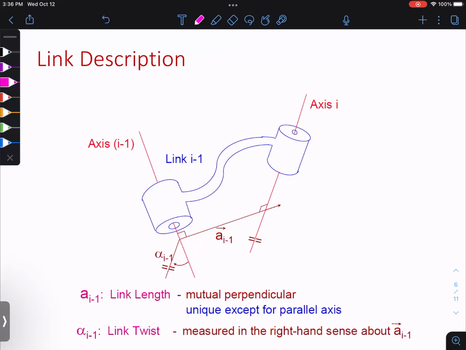Very important: if you proceed in sequence, finding the axes first, then a i is the mutual perpendicular between the two. Alpha i-1 is the link twist, how much they are rotated with respect to each other. Again, you need to know the axes and then find their angles. All right?